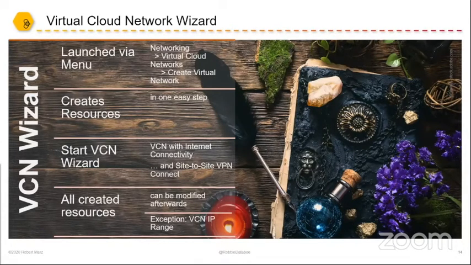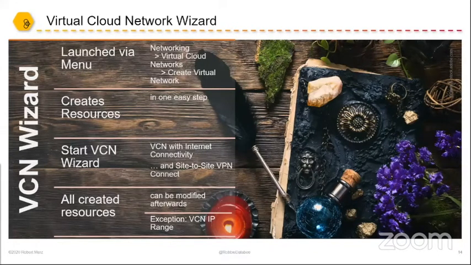When you start the VCN wizard, you can choose if you want to start a virtual cloud network with internet connectivity, or with internet connectivity and a site-to-site VPN connection. So there are more steps added to the second wizard. Again, this is a very new wizard. They completely reworked the wizard.